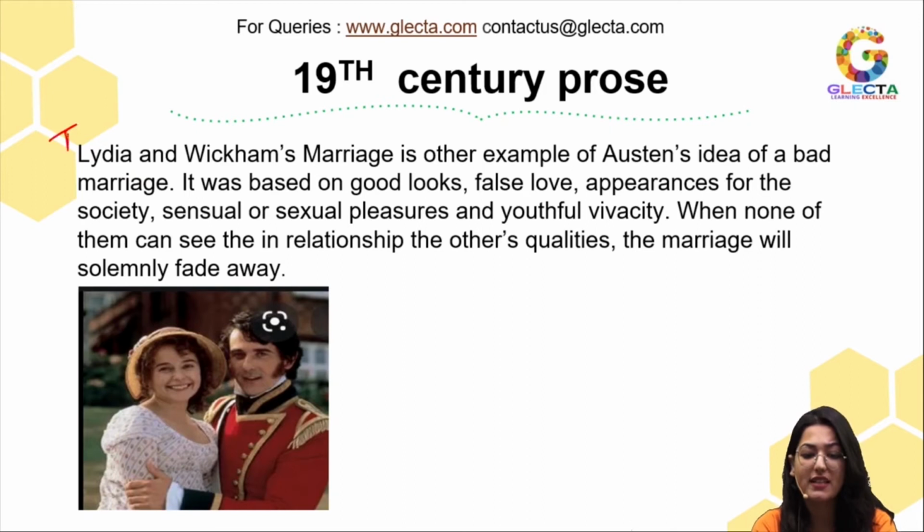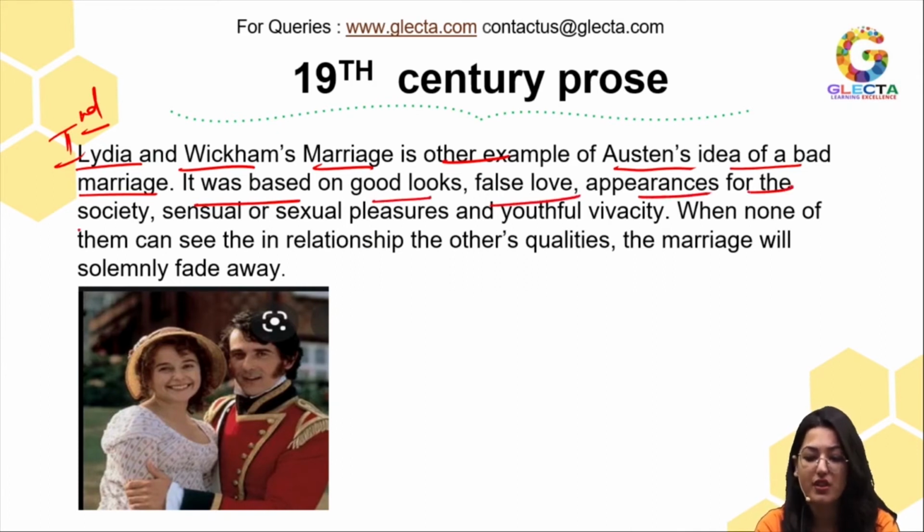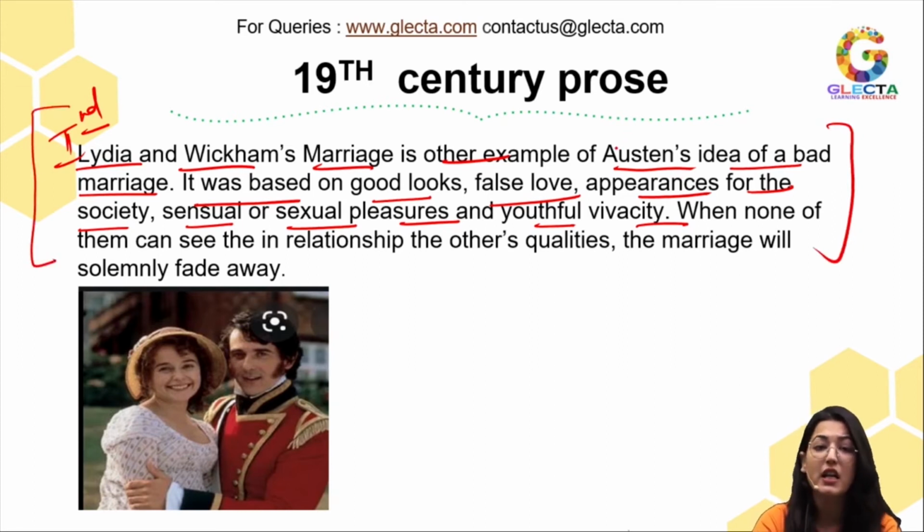And the second example is also there. Lydia and Wickham's marriage is another example of Austen's idea of a bad marriage. It was based on good looks, false love, appearances for the society, and the sensual or sexual pleasures of youthful vivacity. Here you can see that there are differences. Class cannot only be judged by the amount of money that you are earning in the society, but also by looks. Someone has good looks, someone has bad looks. These kinds of things are still in the society. A good looking woman cannot be with a bad looking man. So it's a kind of differentiation in today's world also.